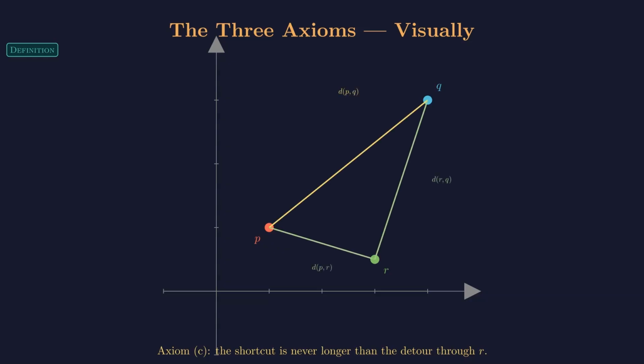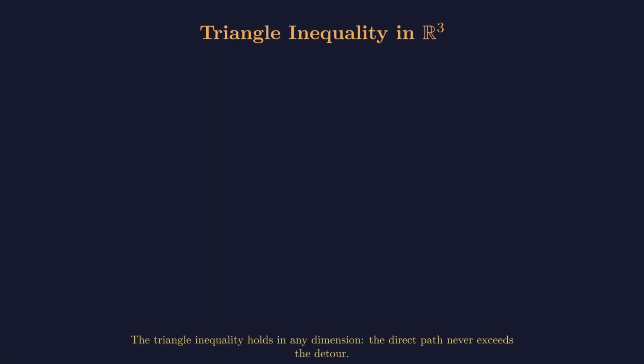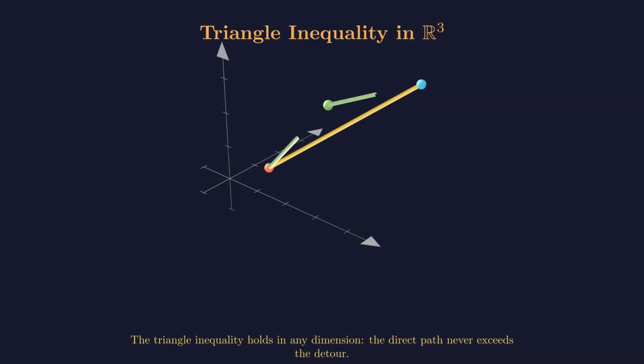The direct yellow path from P to Q is always shorter than the green detour through R. This is the most important axiom, the one you'll use most in proofs. The same idea works in R3. 3 points, same triangle, just floating in space. The dimension doesn't change the rule.